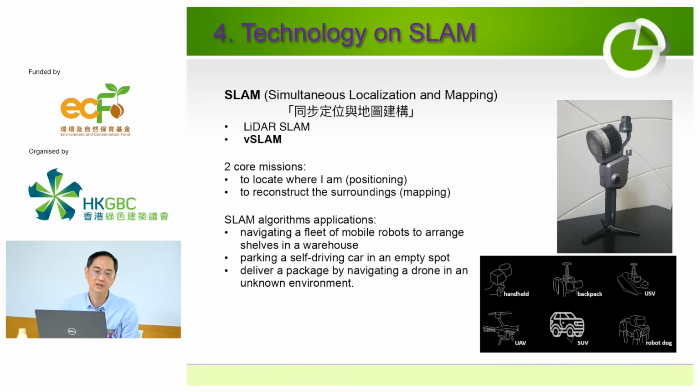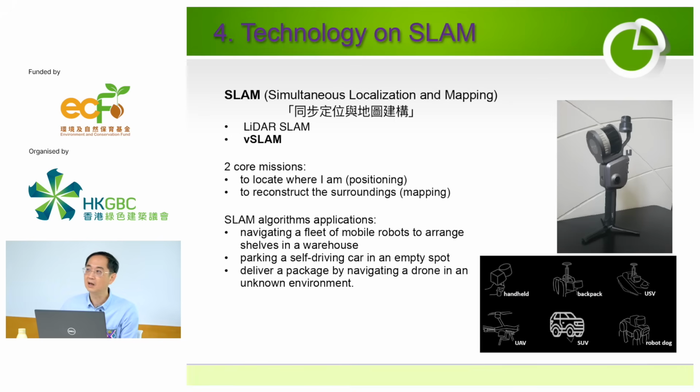Although our earlier slide camera was also equipped with RGB, that RGB is different from here. It only gives the texture. But this visual SLAM not only gives us the texture, but also the RGB georeference. So there are two core missions. This SLAM can help us locate where I am, the positioning.